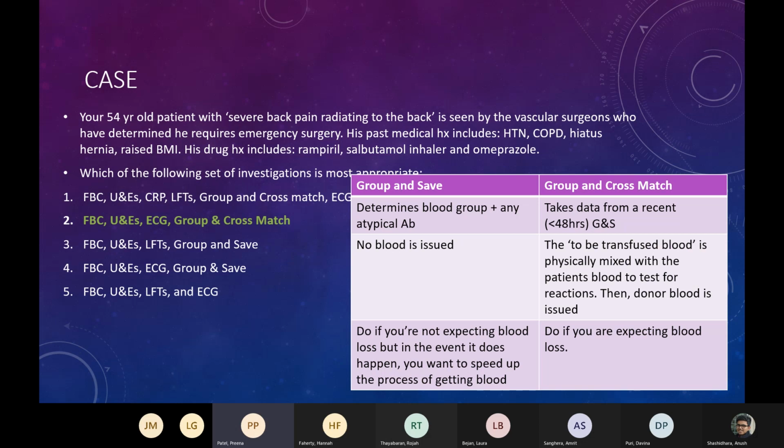A cross match is the next step. So they've got the donor's blood and they've mixed it with the recent group and save. They've checked that it doesn't react, and then they've issued that donor blood in however many units you've asked for, so 2, 4, 8, whatever, and it's literally sitting in the fridge ready to go. So you do a cross match if you're expecting any blood loss, and in this case you are, he's already bleeding and he's got AAA, so that's why the cross match was the right answer, not the group and save.